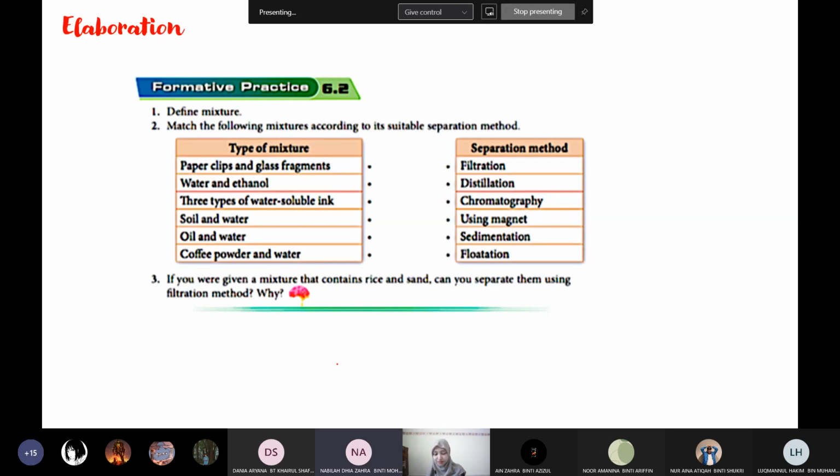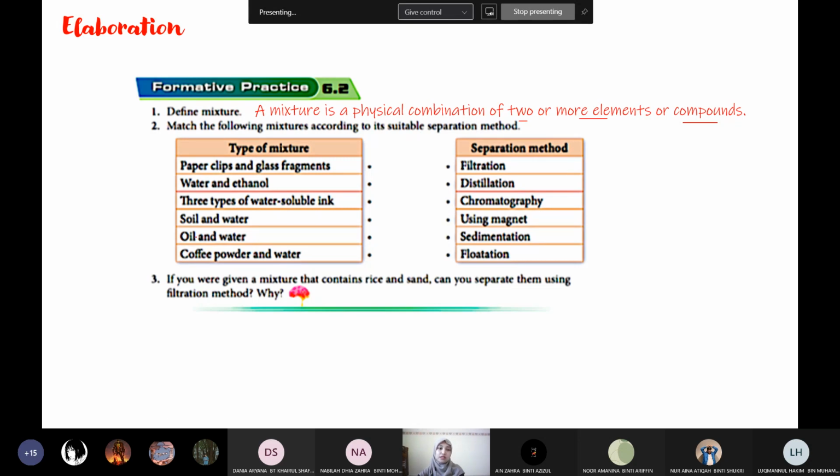Mixture consists of 2 or more elements or compounds mixed physically. Okay, yes, you are correct. So a mixture, okay, this answer I arranged a bit differently. A mixture actually is a physical combination of 2 or more elements or compounds that mix physically. Correct. Okay, Nabila's answer is correct.